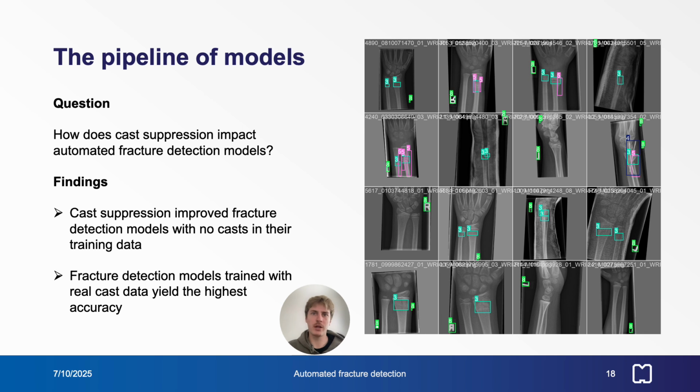Moving forward with this work, we investigated how these image processing methods impact automated fracture detection. We compared models trained with and without cast images and tested whether cast suppression pre-processing could improve detection accuracy. What we found is that suppression helped only when models had never been exposed to cast images, while models trained with real cast data consistently achieved the highest accuracy. This experiment reinforced the importance of considering the composition of training data when developing AI models.